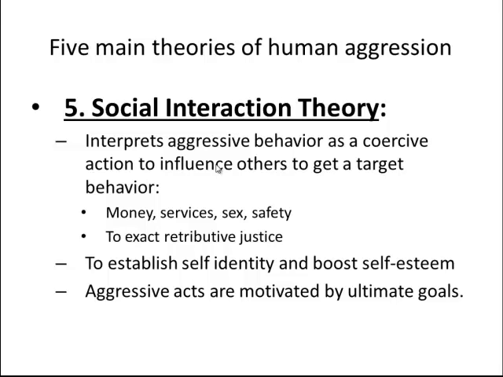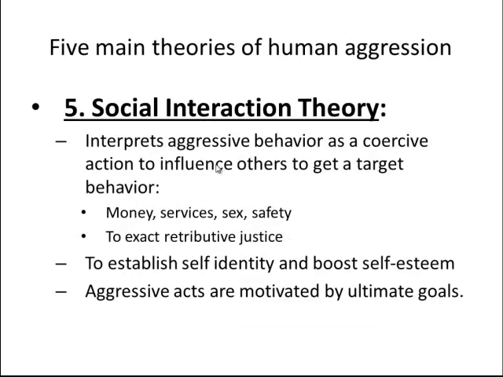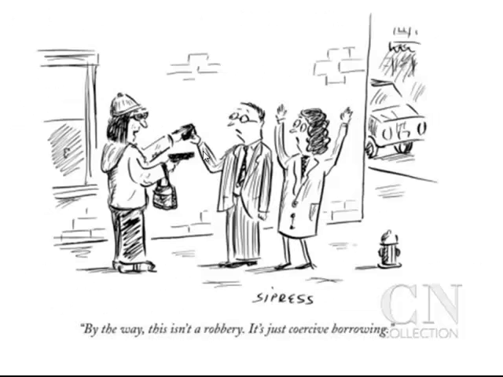So we went through those 5 basic theories, okay? So this is an example of the social interaction theory. By the way, this isn't a robbery, it's just a coercive borrowing. Ultimate goal of getting money. We're going to go over some other theories of aggression in the next lecture.